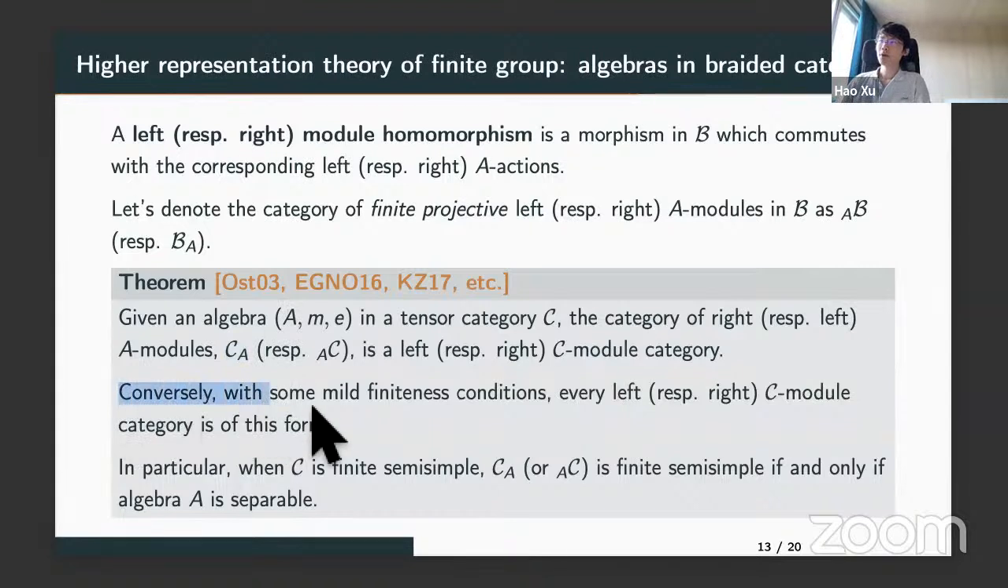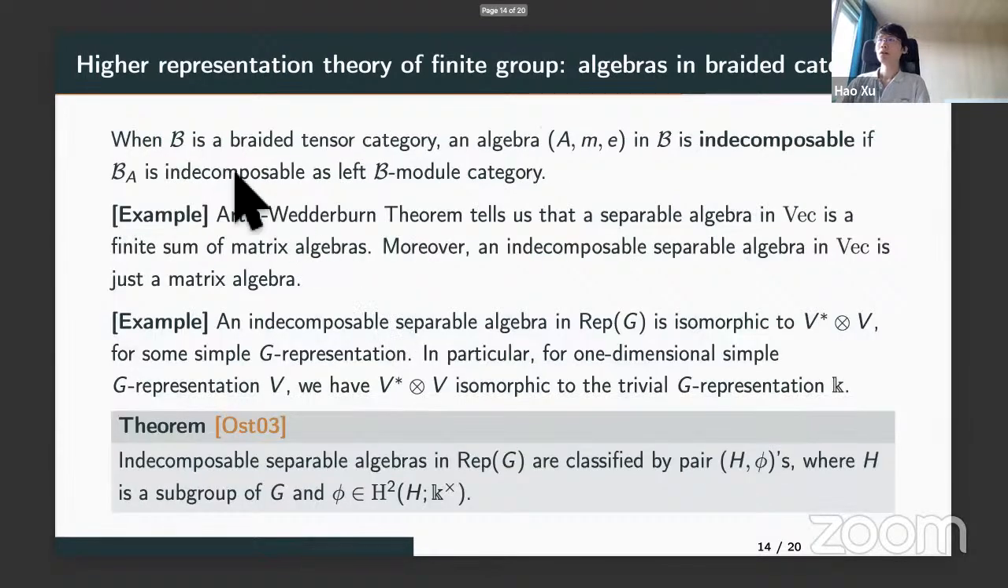Conversely, with some mild finiteness conditions, every left C module category is of this form. In particular, one C is a finite semi-simple category. A left C module category is finite semi-simple if and only if the corresponding algebra is separable in the above sense. So when B is a braided tensor category, we say it is indecomposable if the category of right modules is indecomposable as a left B module category.